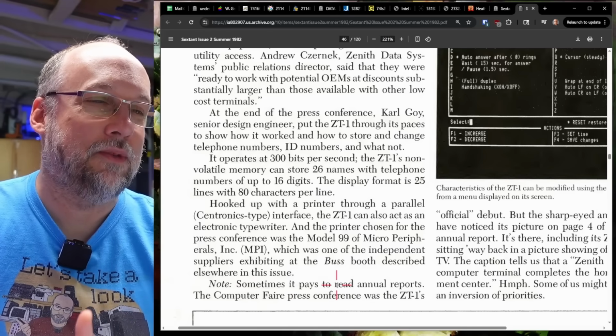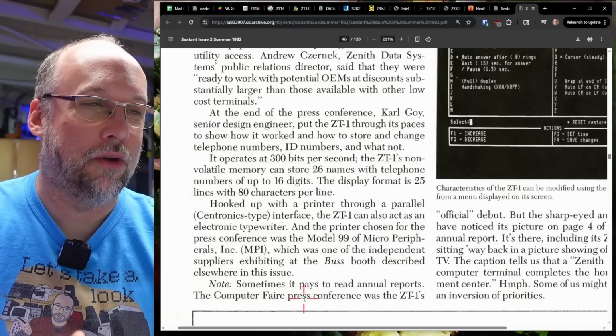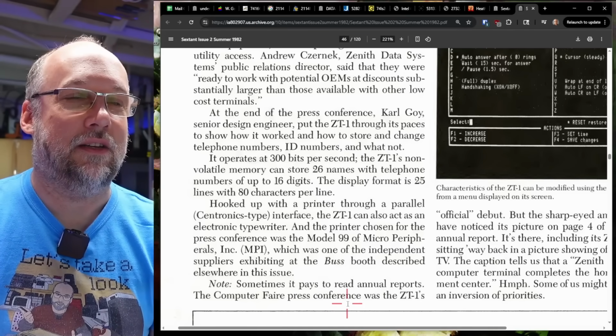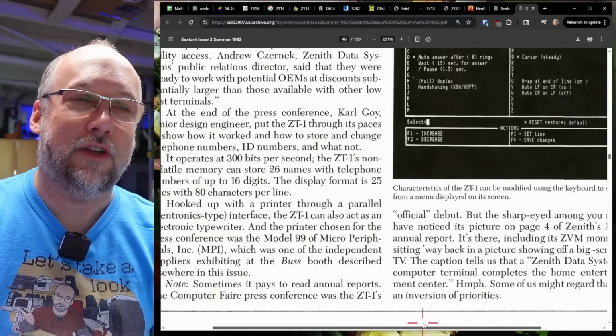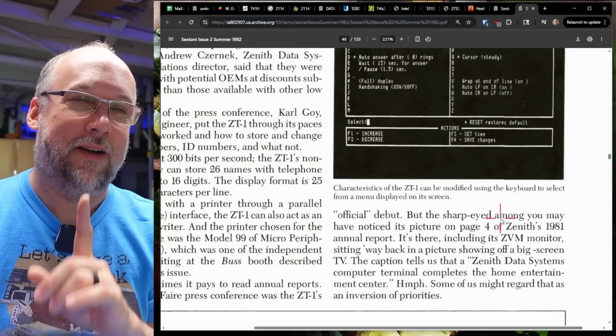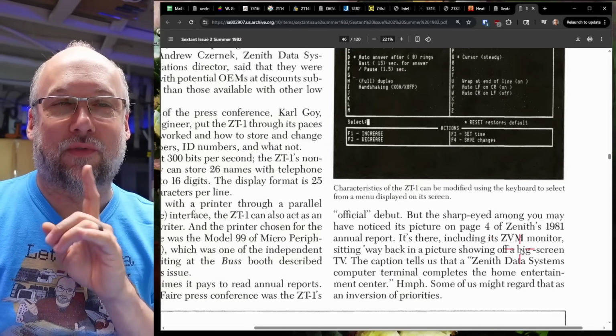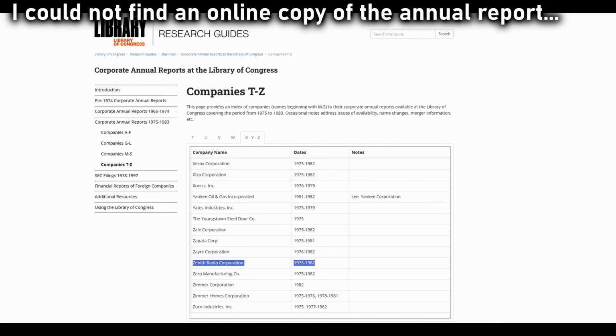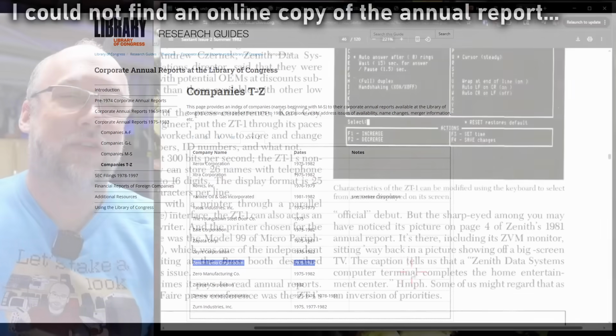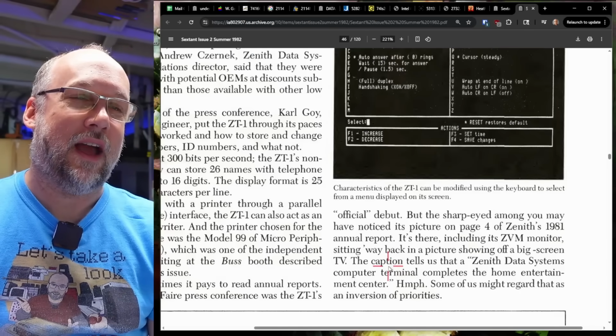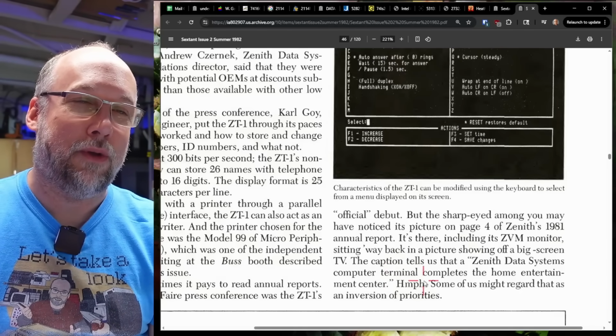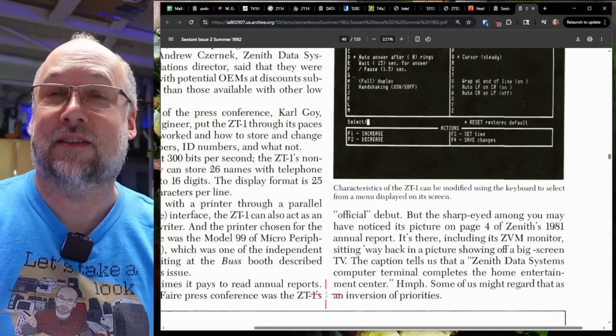Now here's an interesting little note about the ZT-1. It says that sometimes it pays to read annual reports, because the Computer Fair press conference, in summer of 1982, was the ZT-1's official debut. But sharp-eyed among you may have noticed the picture on page 4 of Zenith's 1981 annual report. It's there, including the ZVM monitor sitting way back in the picture showing off a big screen television. And the caption reads, "Zenith Data Systems Computer Terminal completes the Home Entertainment Center."